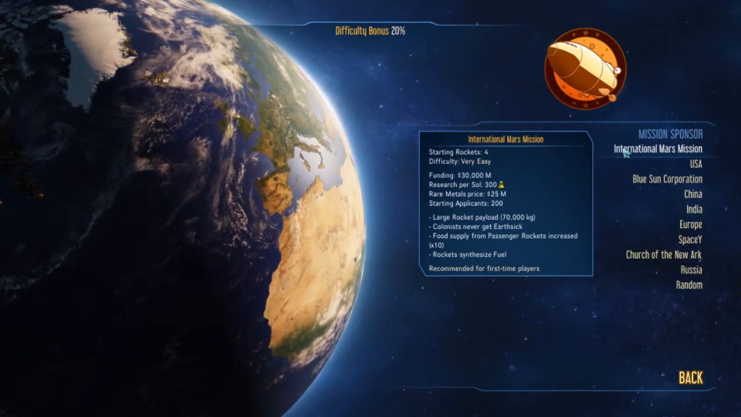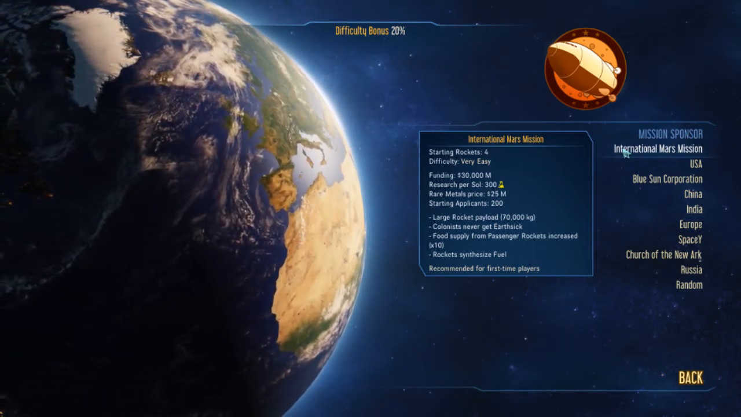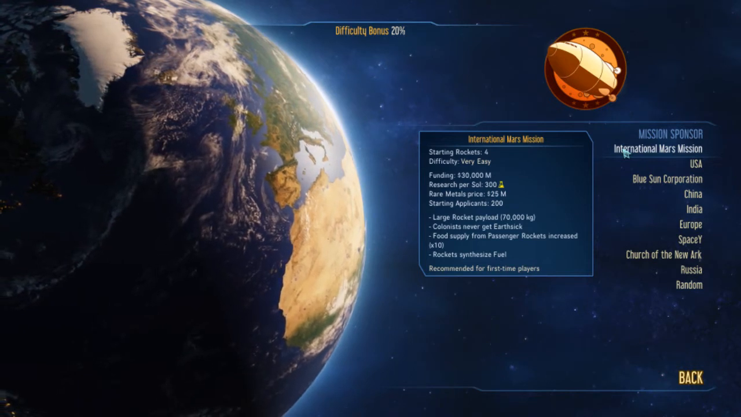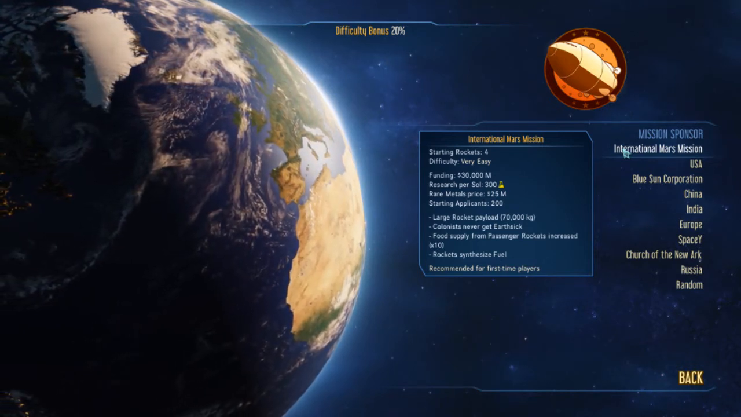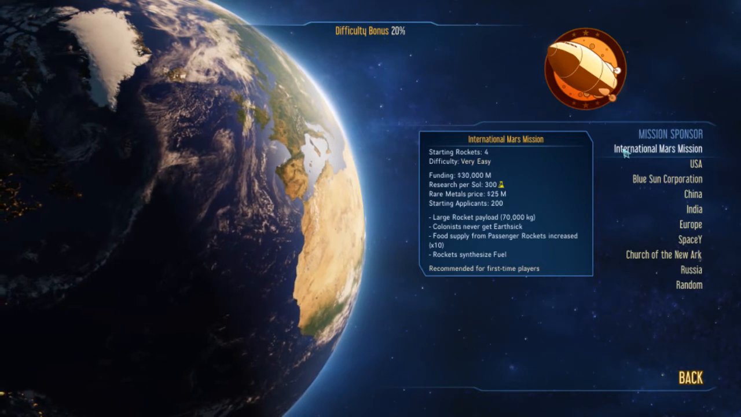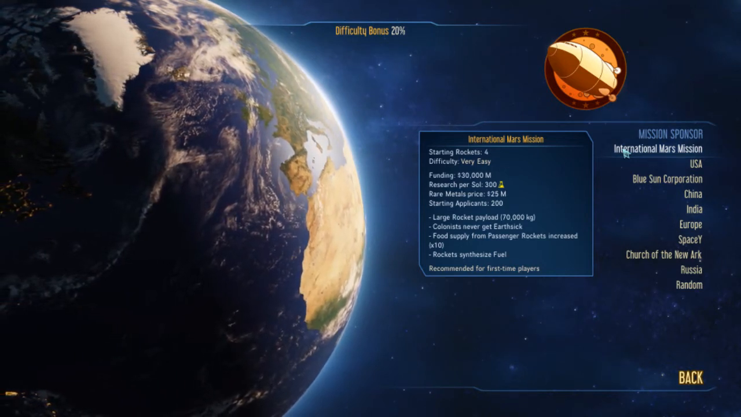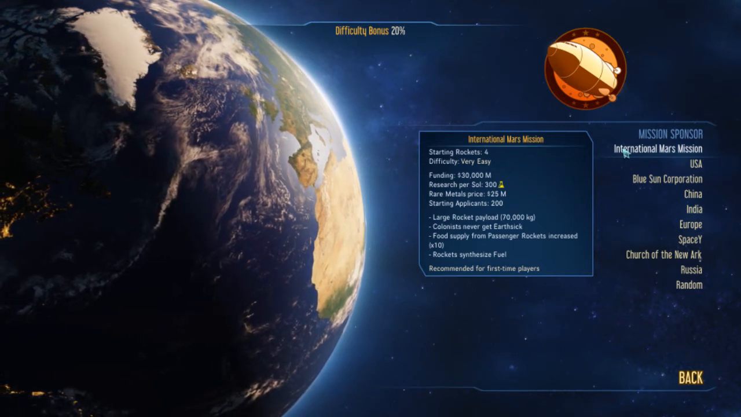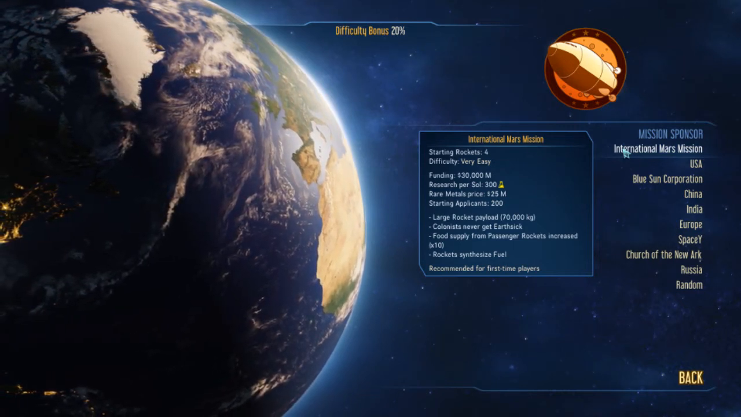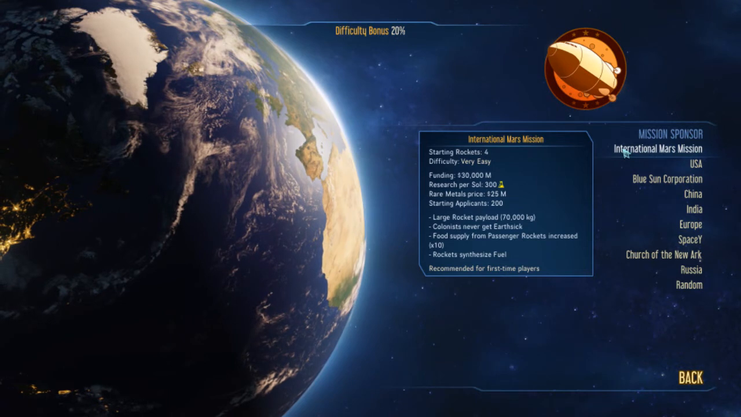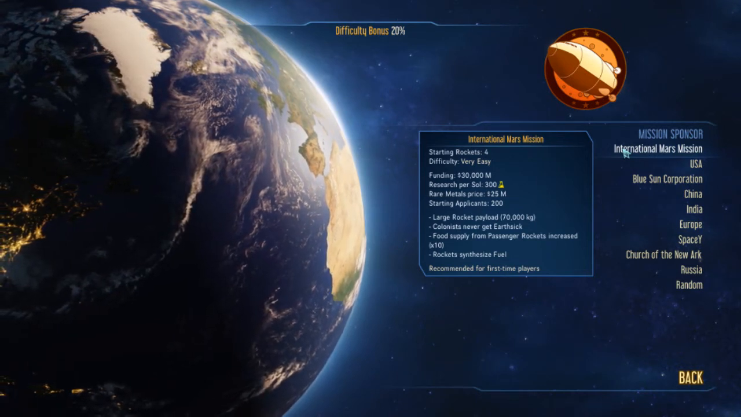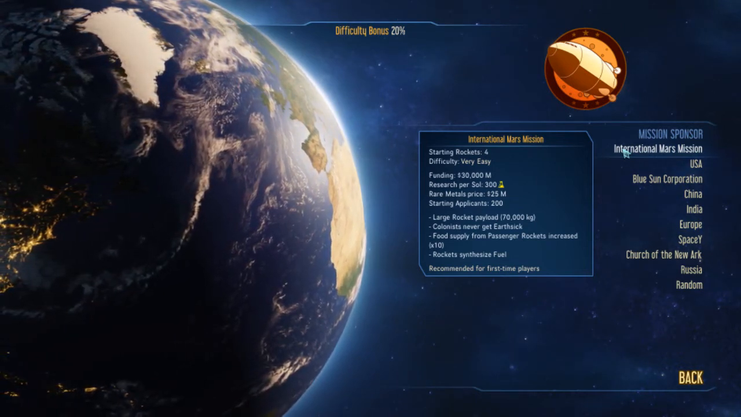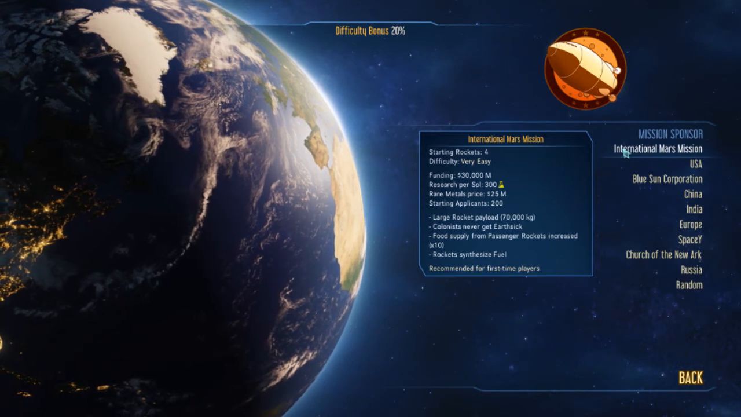Rare metals price. You can extract rare metals from Mars and then ship them back to Earth for a profit. This indicates how much money you're given per ton of rare metals from Mars to Earth. 25 million is about the standard, so generally speaking, that's what you can expect. You can bring 30 tons worth of rare metals from Mars to Earth, so quite a lot of resources and a decent amount of money, about 75 million for this faction.